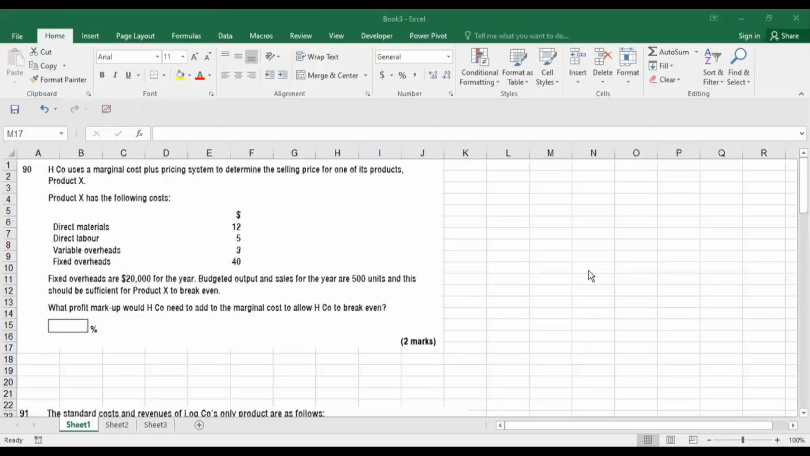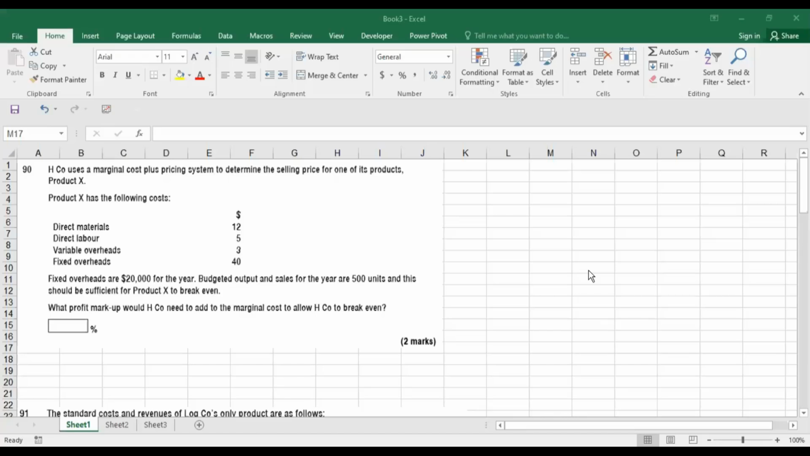So this is again from BBP Kit, question number 90. It says each company uses a marginal cost plus pricing system to determine the selling price for one of its products, product X. Product X has the following cost: materials $12, labor $5, variable overheads $3, fixed overheads $40.